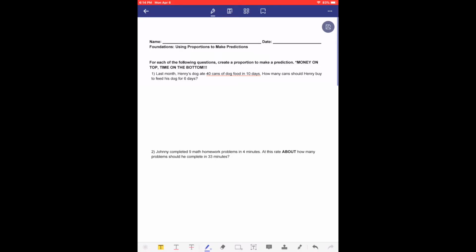So now I'm going to set up my proportion. My fraction, I'm comparing dog food and days. I remember time always goes on the bottom. So days will go on the bottom and dog food will go on the top. Now they first tell us that it's 40 cans of dog food in 10 days. So my proportion would be 40 on top, 40 cans of dog food, and 10 days, days goes on the bottom, that's in your denominator.